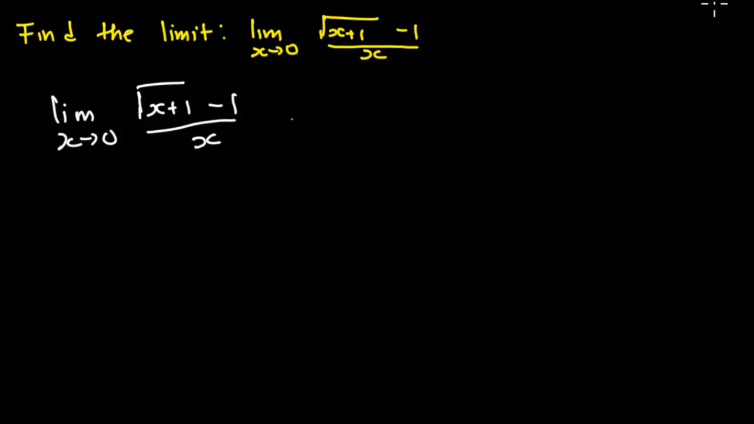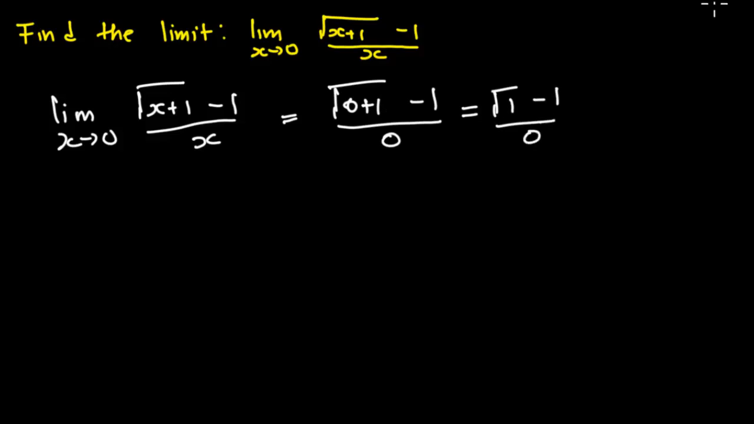So by direct substitution we are going to have the square root of 0 plus 1 minus 1 all over 0. So this will be equal to the square root of 0 plus 1, which is the same as the square root of 1, minus 1 all over 0. So you are going to have 1 minus 1 all over 0, and we are also going to have 0 over 0. And 0 over 0 is indeterminate. So we need to find different ways of solving this question.